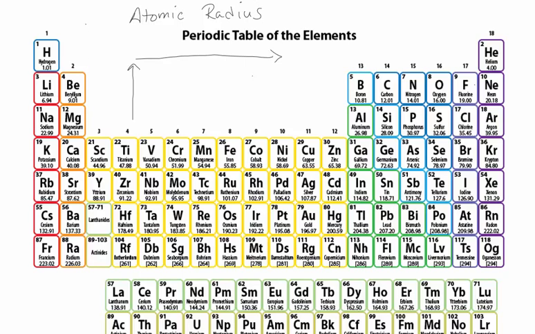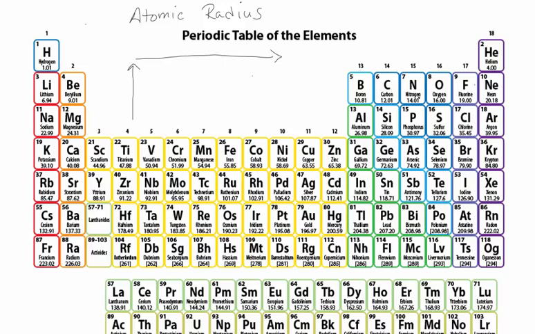As we move across the period, we are increasing the number of protons. Now, also note we're increasing the mass. So not only are we increasing the protons, we're probably increasing neutrons as well. As we increase that nucleus, it's intuitive for a lot of students to think, well, that means the atomic radius is increasing as we move from left to right.